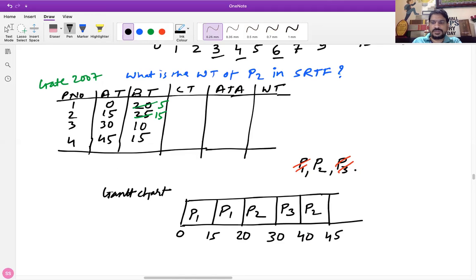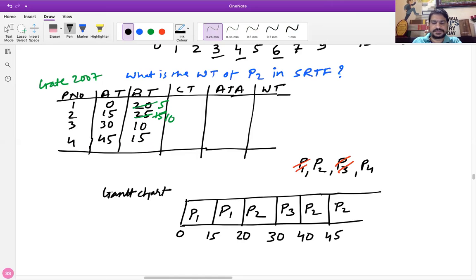Now at 45, because P4 is coming into the ready queue, we'll see the status. The status of P2 is, because 5 has already been done, that 10 is remaining. There is no P3, there is no P1, only P4 is there. P4 will be compared with the remaining time of P2, which is 10. P4's burst time is 15. So definitely P2 will continue.